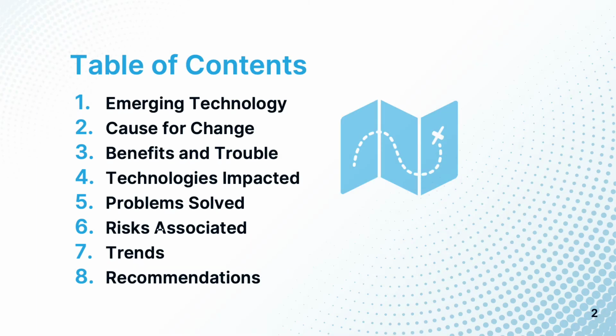I'll begin with the table of contents. First, I'll discuss what is the emerging technology and then the causes for change. I'll review the benefits and causes of trouble. Then I'll discuss technologies impacted and the problems being solved by Insight Engines, in addition to the risks associated with implementation. Then I'll briefly review trends. And lastly, I'll provide recommendations on who would benefit from its use.